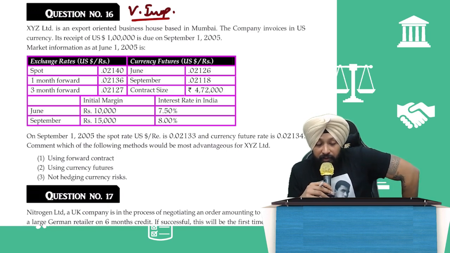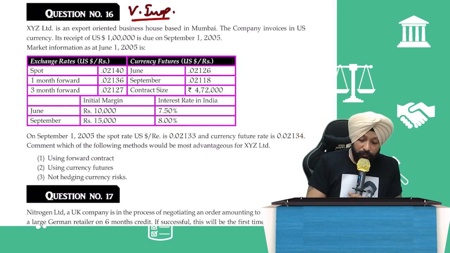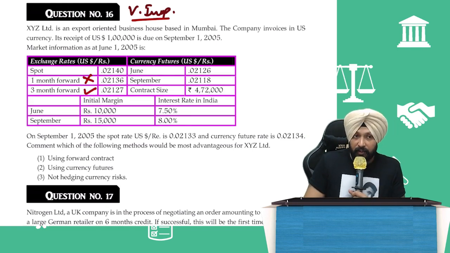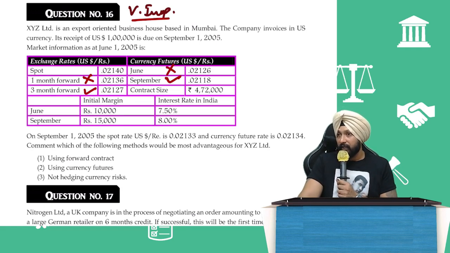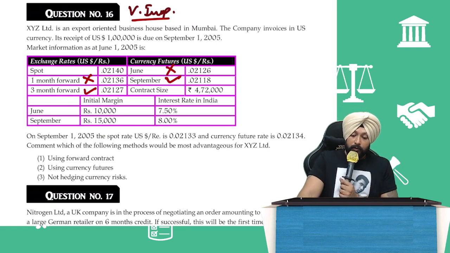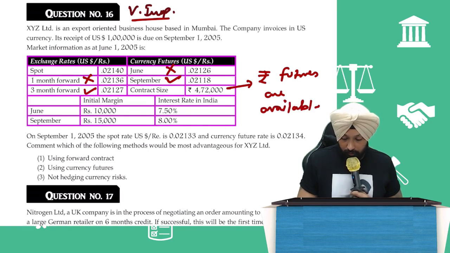From June, we need a settlement on September 1. How many months are there? July, August, September. 3 months are there, right? Then why have they given us 1 month forward contract of no use? We need 3 months forward, right? Similarly, they have given you June futures data and September futures data. I have a settlement in September, so for me, September contract is relevant. I will take September maturity. So September is 0.02118. Lot size is given in rupee terms, which means this specifies rupee futures are available. Rupee futures are available.